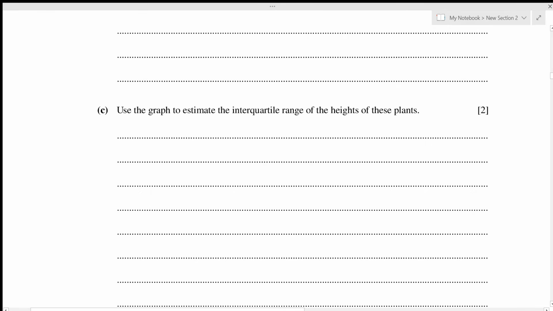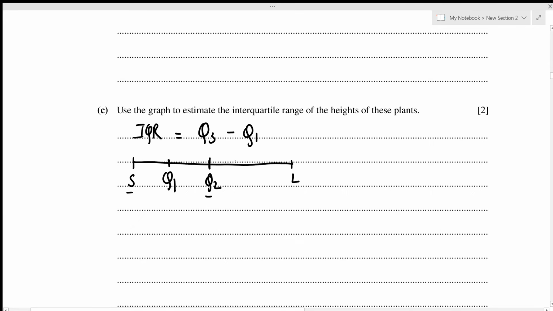Now for the third question, we need to use the graph in order to estimate the interquartile range of the heights of these plants. We know that the interquartile range is just going to be the upper quartile Q3 minus the lower quartile Q1. If we draw a line to represent all of the data, the lowest point is going to be the smallest value, the highest point is going to be the largest value, and in between there's going to be the median, that's Q2. In between the smallest value and the median, there's going to be the lower quartile Q1, and in between the median value and the largest value, there's going to be the upper quartile Q3.